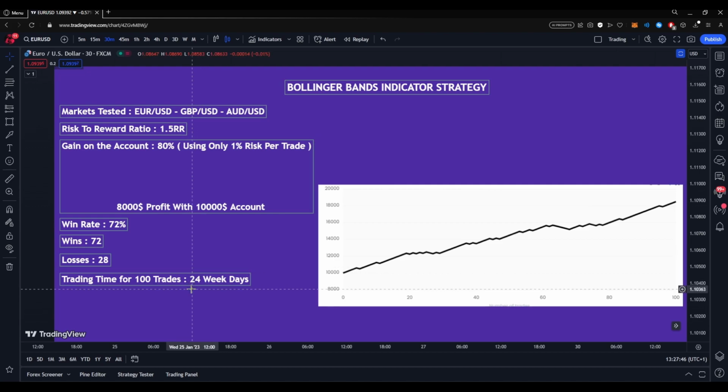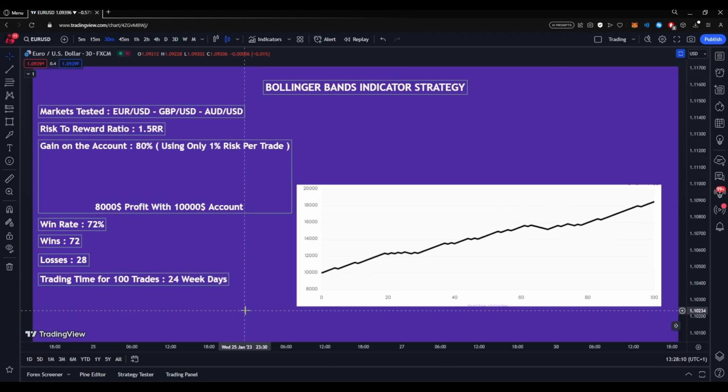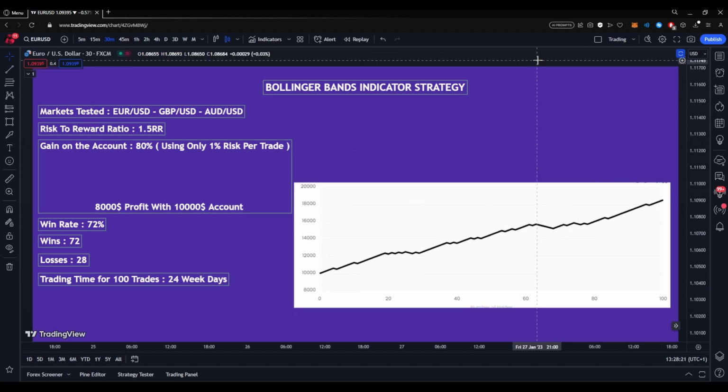The trading time for the 100 trades was 28 days, weekdays, because on the weekends the market is closed. So I almost doubled the account in roughly a month. That's impressive data. I mean, really impressive. It's a really simple strategy. It's not that hard. It's a super easy and simple trading strategy.